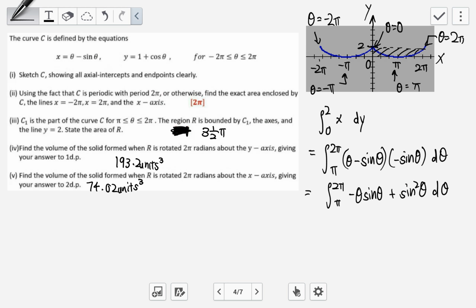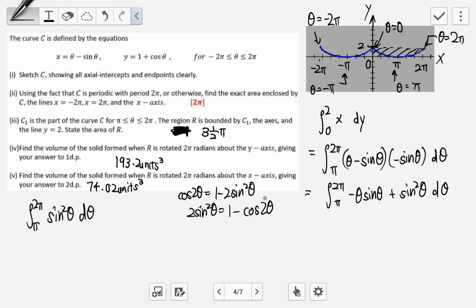Okay, I will integrate each of these parts separately, and you will see what you get. This part is similar to what we have done just now. So integrate from pi to 2 pi sine square theta d theta. I just make use of this identity again. This time I won't make the same mistake. So I bring over, so I get 2 sine square theta equals 1 minus cosine 2 theta, and the 2 I bring over to this side. So my sine square theta is just equal to half.